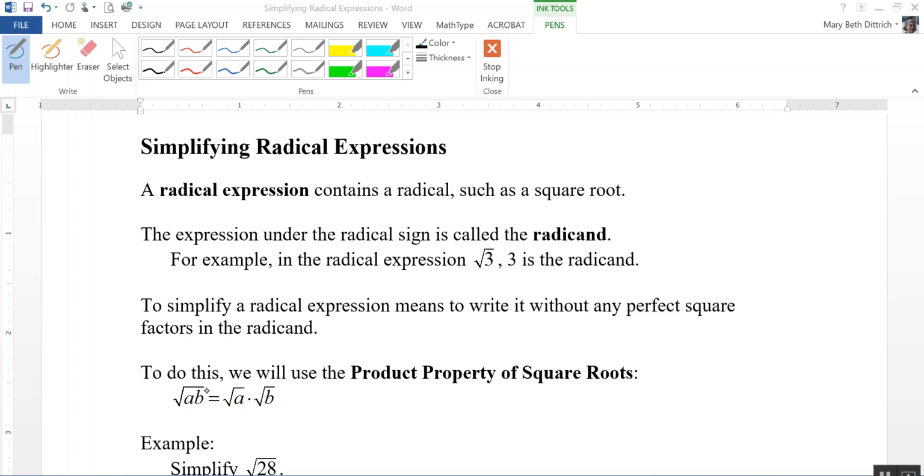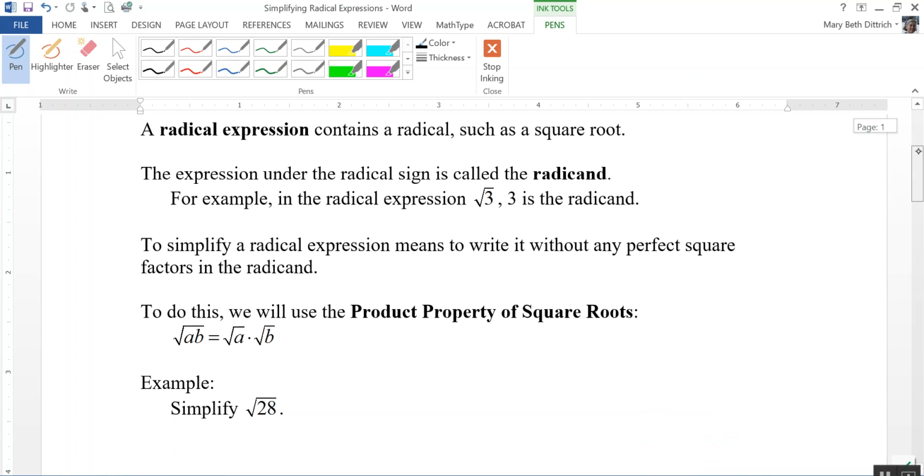To do this, we're going to use the product property of square roots, which says the square root of the product a times b is equal to the square root of a times the square root of b. Let's take a look at a couple examples.